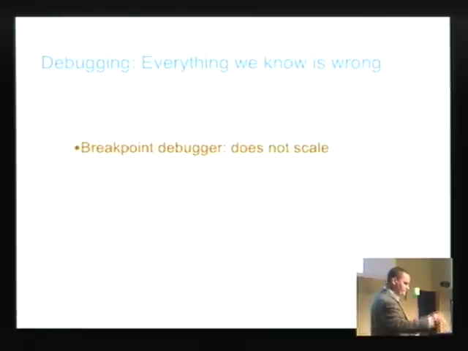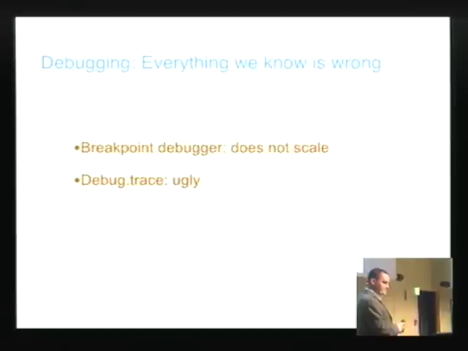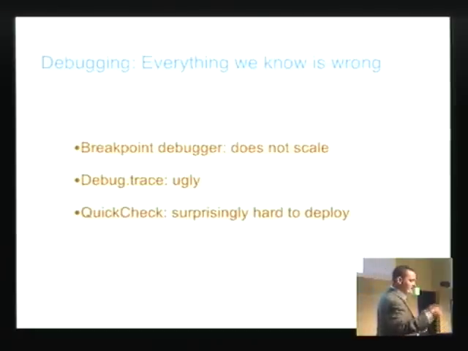Lastly, Andrew and I wanted to apply the debugging skills that we have honed through years of imperative programming. But these skills did not transfer well to Haskell. The breakpoint debugger just doesn't scale. What we know are breakpoints and printfs. You know the trouble with this. Next, we tried to use QuickCheck, but we found it surprisingly hard to deploy.